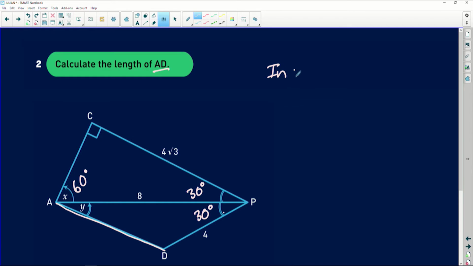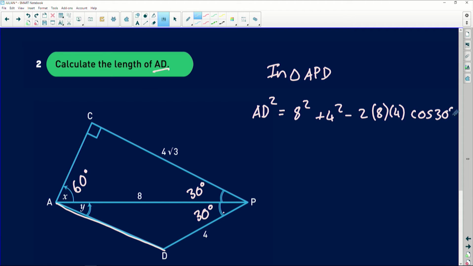So in triangle APD, we have that AP is equal to 8. My angle, which is included, is 30 degrees, and 4. So if we want to look for AD, by applying the cosine rule, we're going to say AD squared is equal to 8 squared plus 4 squared minus 2 times 8 times 4 multiplied by my included angle, which is cos of 30 degrees.